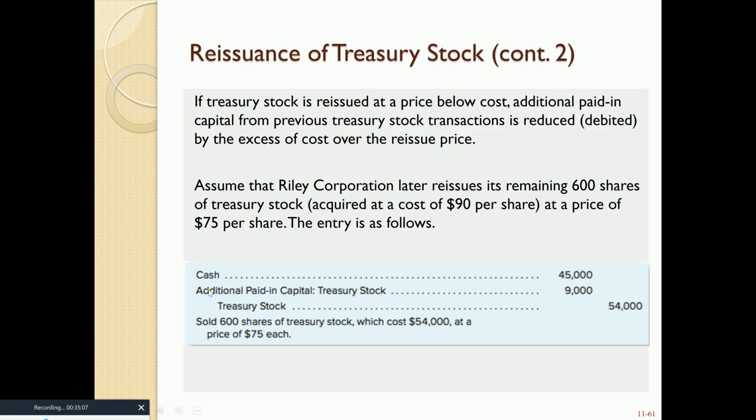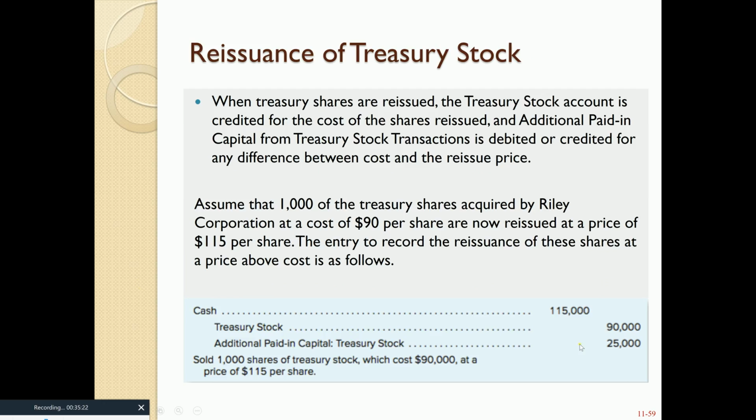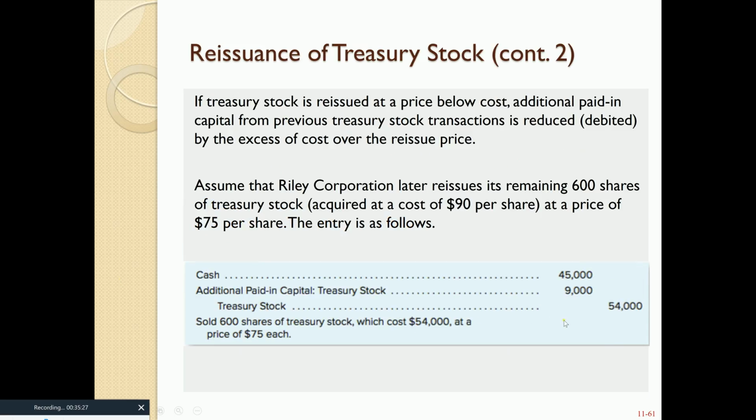We're going to debit additional paid-in capital for the treasury stock. Now, the only reason I'm able to debit additional paid-in capital is because I established it. Let me go back. I established it over here with a $25,000 balance. So I can write that down. I have room to debit it for $9,000. Now, I want to say one thing here before I flip to the next slide. If there was no additional paid-in capital for treasury stock, you wouldn't be able to debit it. What you would have to do is debit retained earnings. So be very mindful of that.